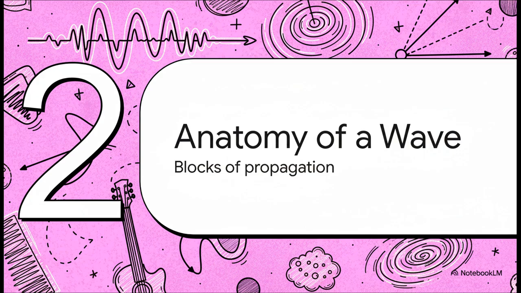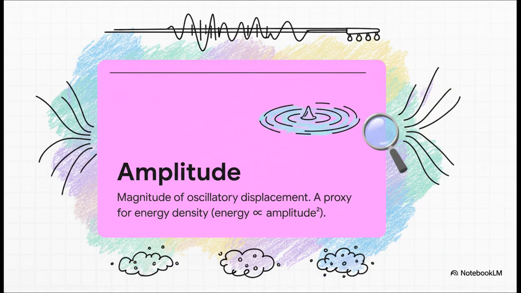Before we can truly appreciate the equation, we need to speak the language of waves. We need to get familiar with their basic building blocks. First, we've got amplitude. The easy way to think about this is just the wave's height or its intensity. So for a sound wave, amplitude is its loudness. For a light wave, its brightness. The key takeaway here is that amplitude is basically a stand-in for the wave's energy.